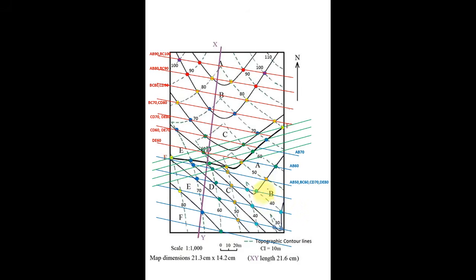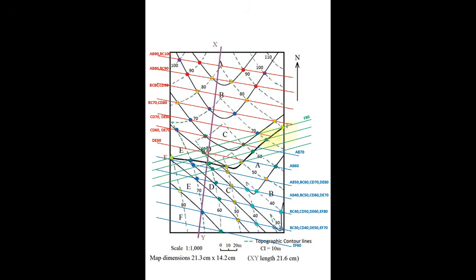Then coming to the next one, we have AB 40, BC 50, CD 60, DE 70. The next one is BC 40, CD 50, DE 60, EF 80. Next is BC 30, CD 40, DE 50, EF 70, and the last one is EF 60. So these are all the names of the strike lines.